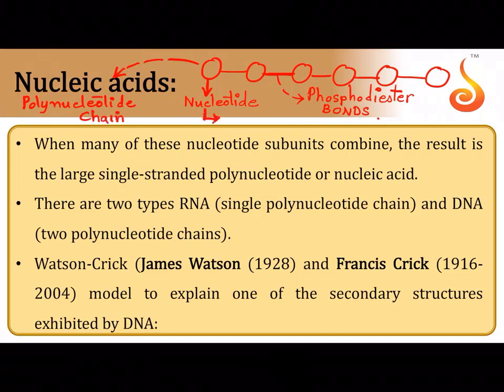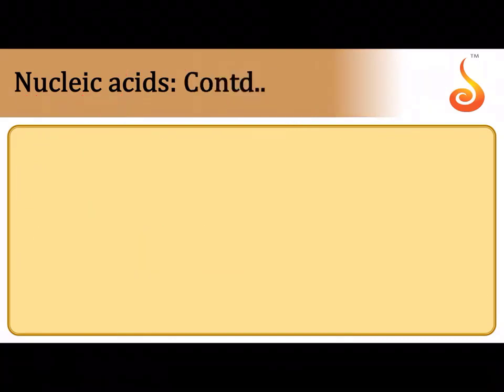And what is a nucleotide made up of? It is made up of a pentose sugar, meaning a sugar with 5 carbon atoms. It is made up of nitrogen bases, and it is made up of a phosphate group. Isn't it? So sugar and phosphate and nitrogen base.